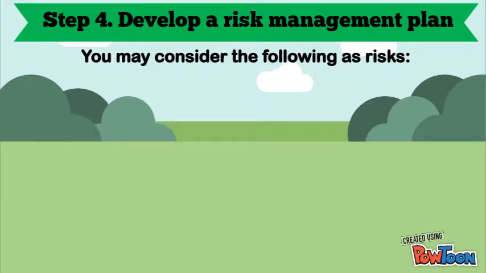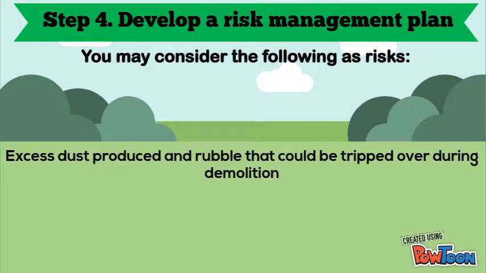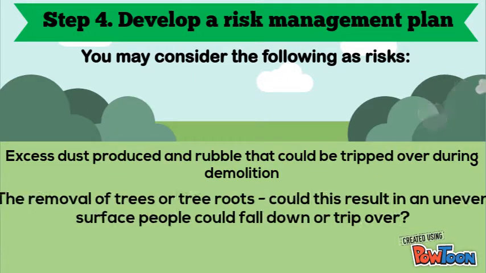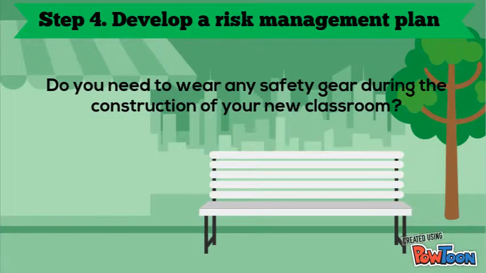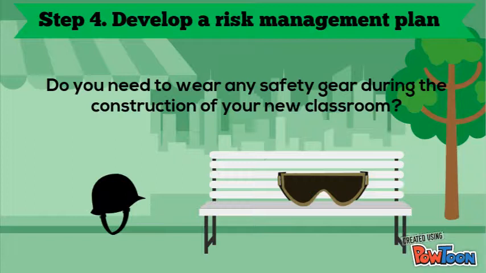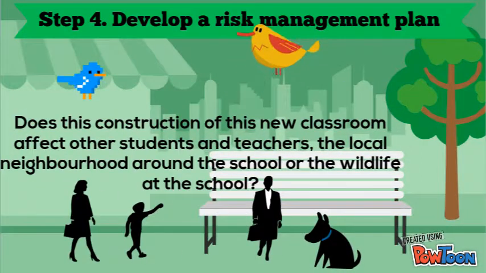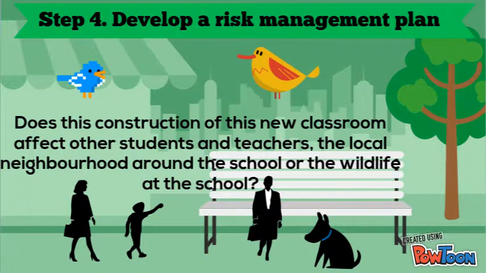These are potential consequences that you may include in your risk management plan: the excess dust that is produced and the rubble that could be tripped over when demolishing the old school classroom, the removal of trees and tree roots. Could this potentially result in an uneven surface where people can fall down or trip over? Do you need to wear any safety wear during the construction of your classroom? Do you need to consider whether the construction of this new classroom will affect other students, teachers, the local neighbourhood around the school, or wildlife at the school?